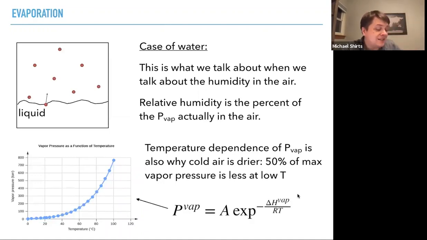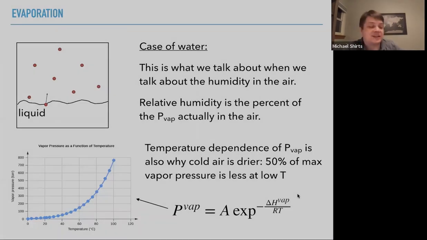Okay, so as I said, the vapor pressure is also proportional, with a different constant of proportionality, to the fraction escaping. When you look at those things, you find that the vapor pressure is proportional to exponential minus delta H vap over RT. And this is the sort of curve you get as the temperature changes.